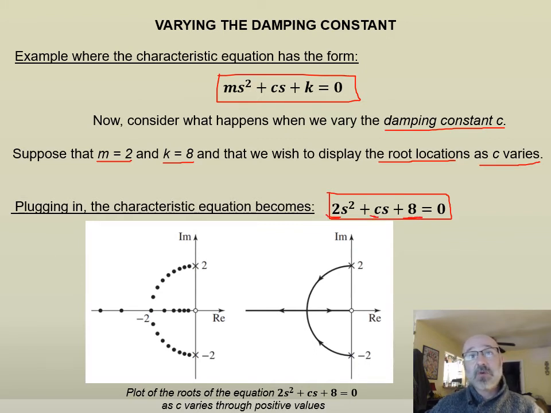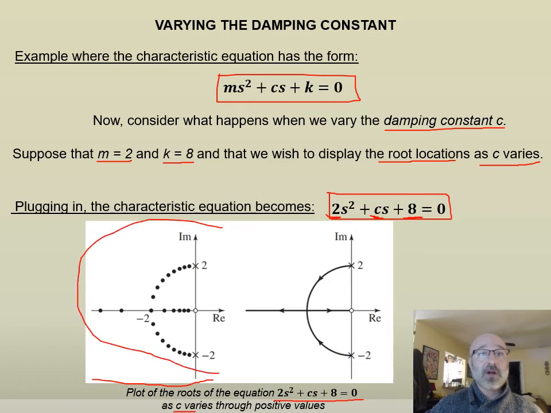And our c is what we're going to be varying here. We plotted it out the same way we did before when our k varied. What we end up with is the plot shown down here, which shows the roots as c varies for 2s squared plus cs plus 8 is equal to 0. Again, we're only varying our c over positive values here, so we can see what happens with our graph when we vary c as compared to varying our k values.